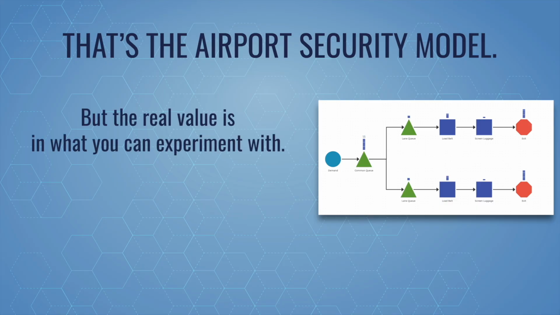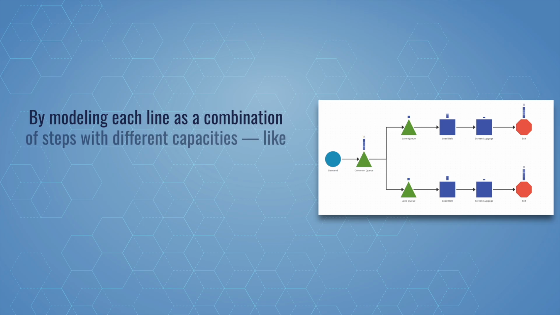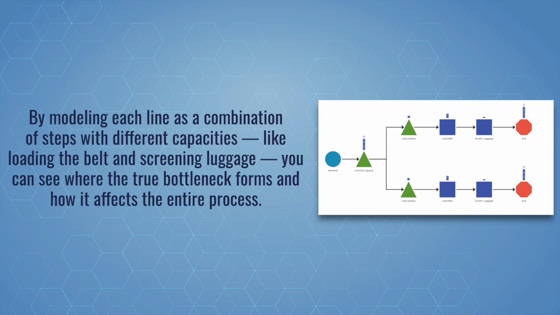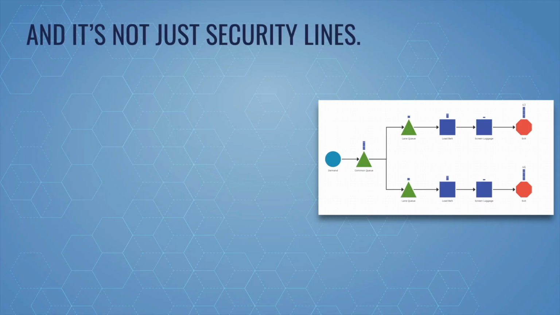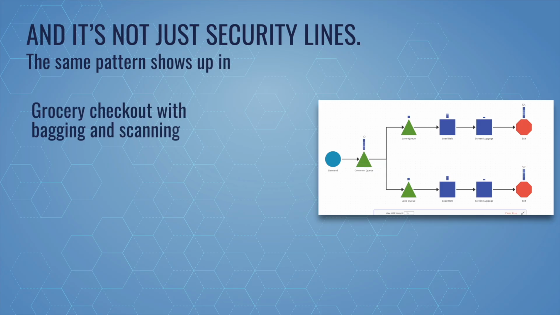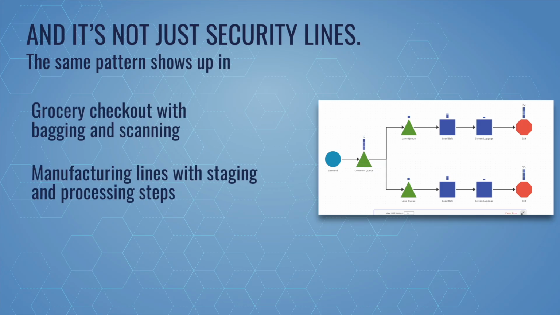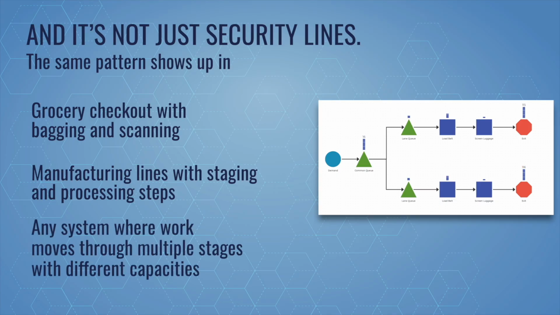But the real value is in what you can experiment with. By modeling each line as a combination of steps with different capacities, like loading the belt and screening luggage, you can see where the true bottleneck forms and how it affects the entire process. And it's not just security lines. The same pattern shows up in grocery checkout with bagging and scanning, manufacturing lines with staging and processing steps, or any system where work moves through multiple stages with different capacities.